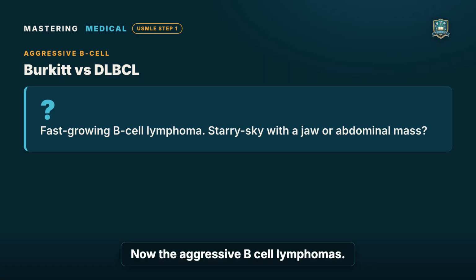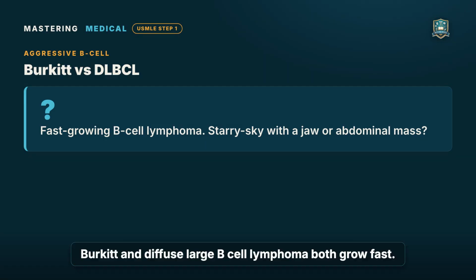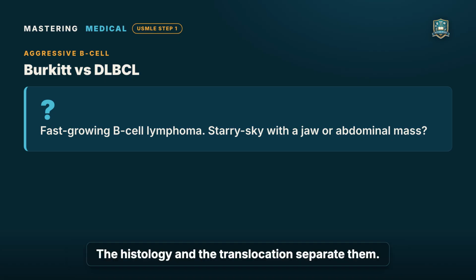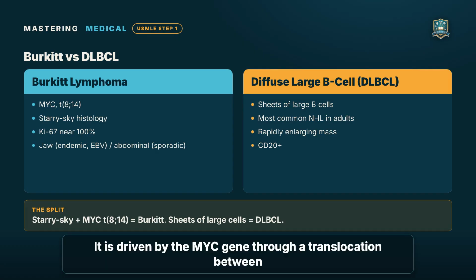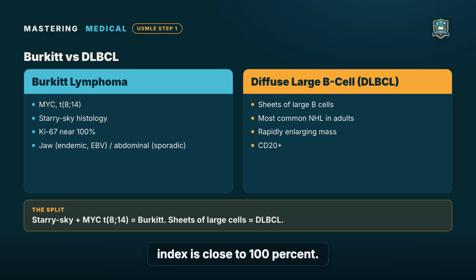Now the aggressive B-cell lymphomas. Burkitt and diffuse large B-cell lymphoma both grow fast. The histology and the translocation separate them. Burkitt lymphoma is the fastest one. It is driven by the MYC gene through a translocation between chromosomes 8 and 14. The biopsy shows a starry-sky pattern from macrophages clearing dead tumor, and the proliferation index is close to 100%.